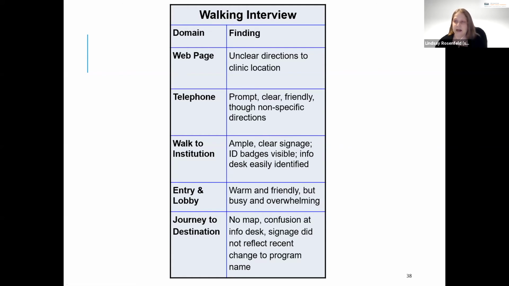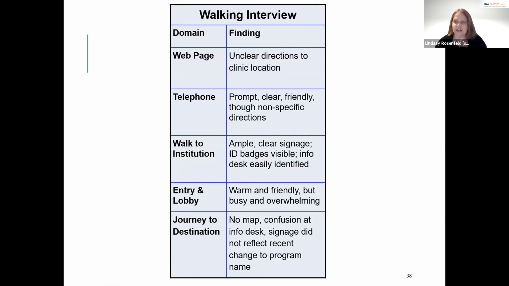People had their ID badges visible, and that was noted as helpful to know who to ask if you had any questions, on your way to the institution. And then once you arrived, that information desk was easily identifiable for further help. The entry and lobby itself felt warm and friendly, but also very busy and overwhelming, which the observer noted really impacted how they were thinking about next steps and how they felt entering the institution.